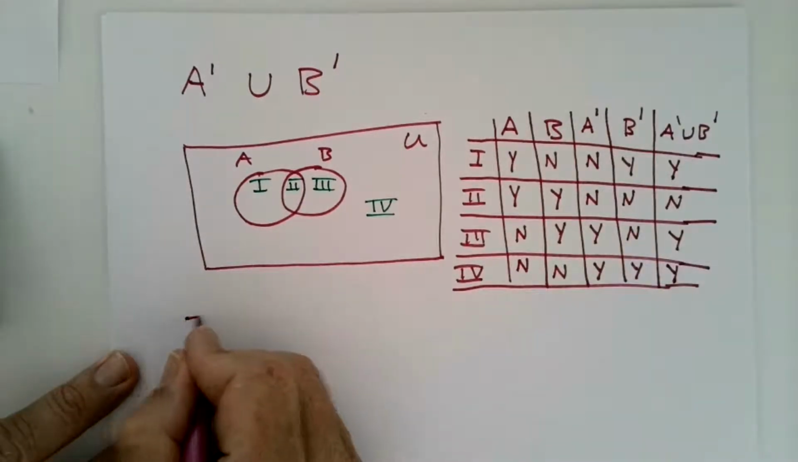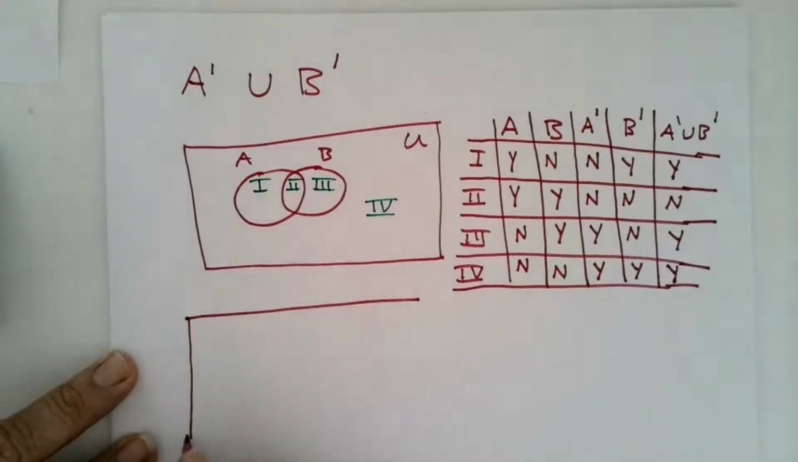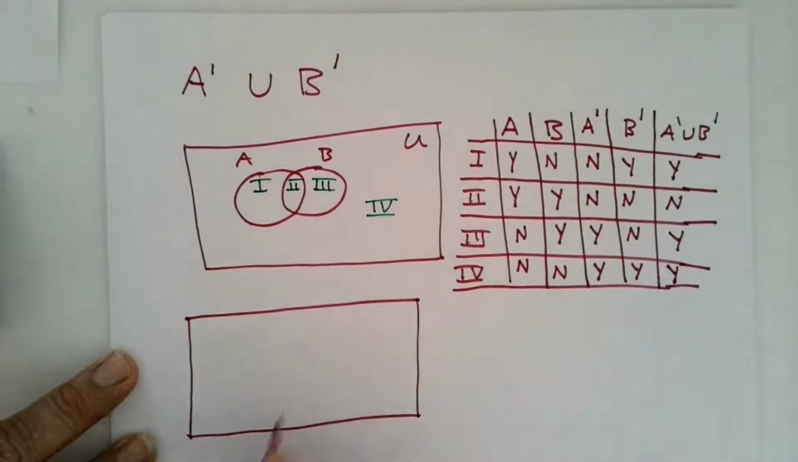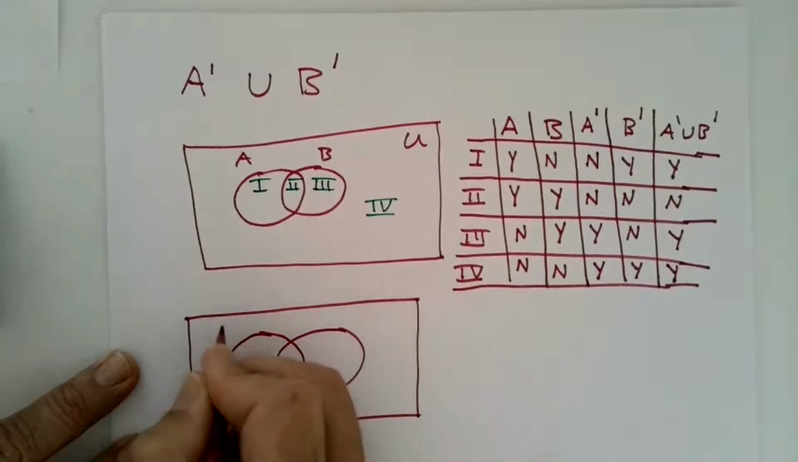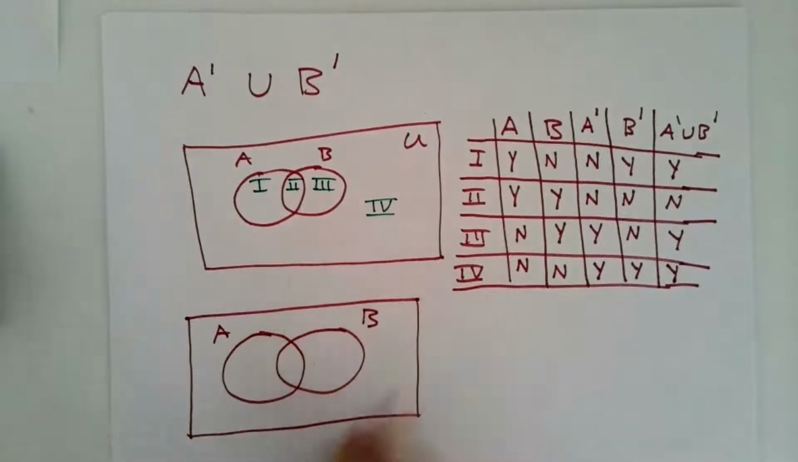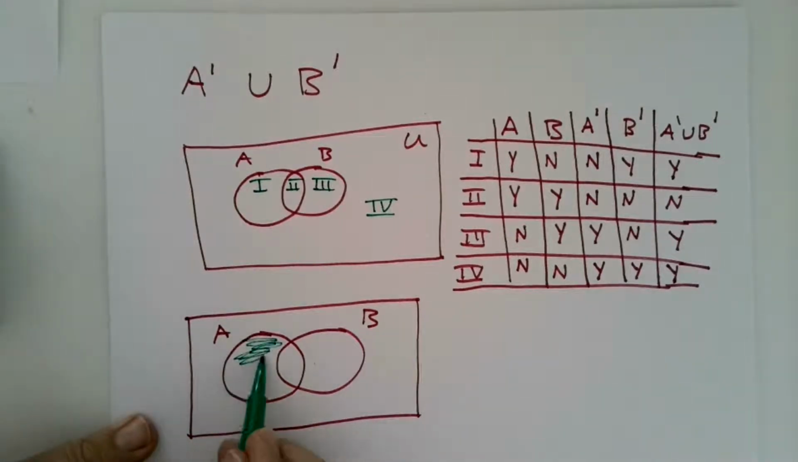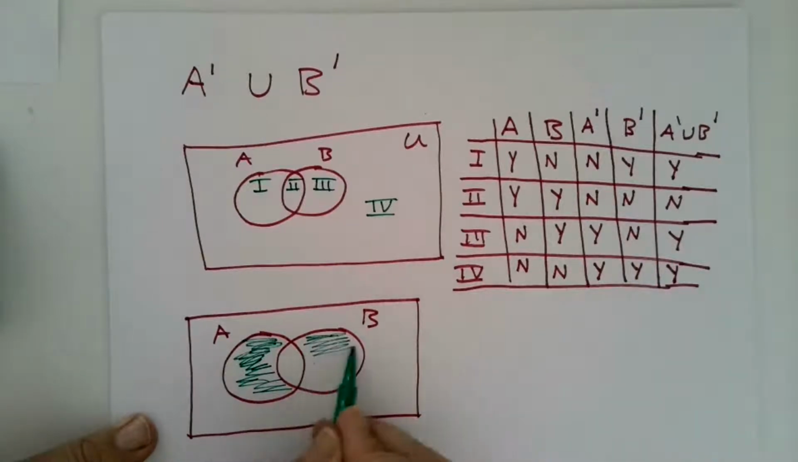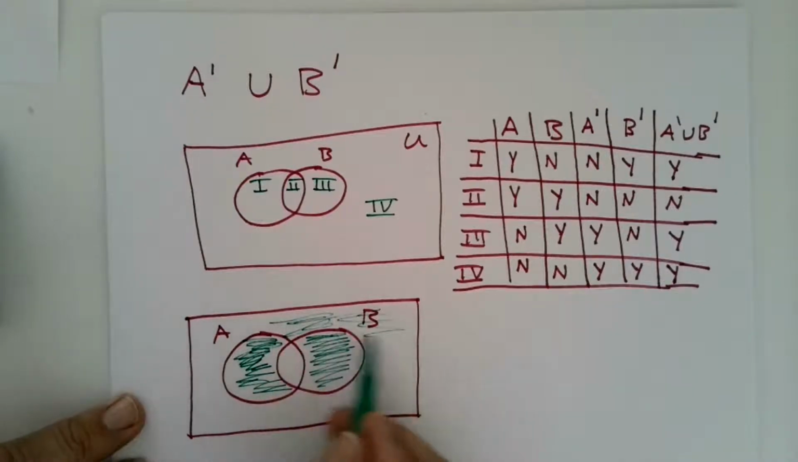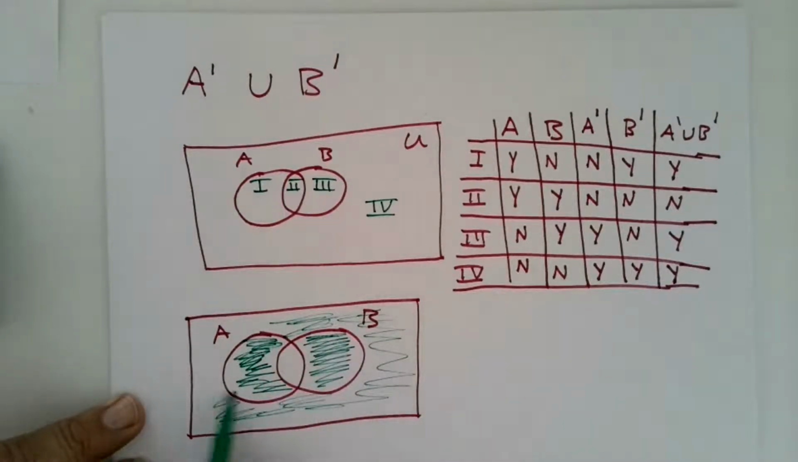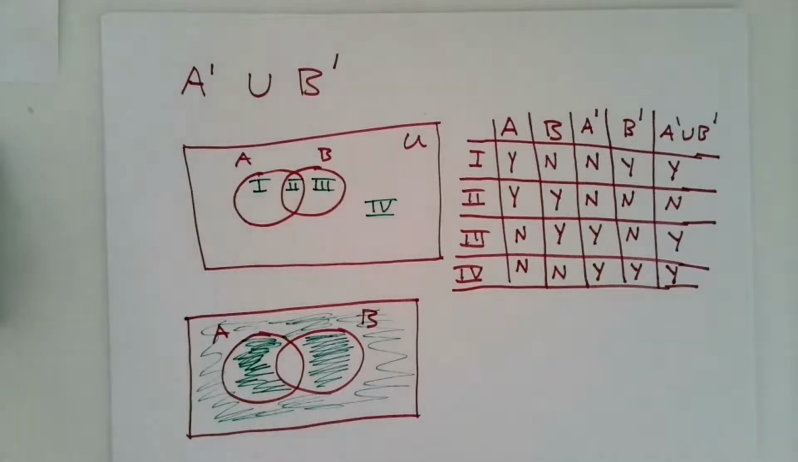So I shade region 1, region 3, and region 4. Wherever it's yes, that's where I'm going to shade. So let's look at that. We'll go ahead and draw in A and draw in B. So region 1 gets shaded in. Region 1 is here. Region 3 gets shaded in, which is here. And region 4 gets shaded in, which is all the way out there. So that was A complement or B complement.